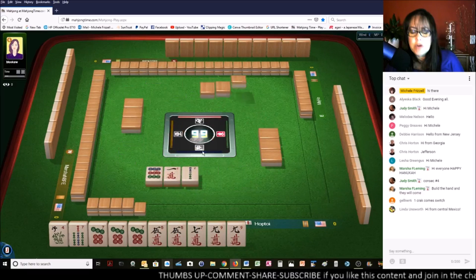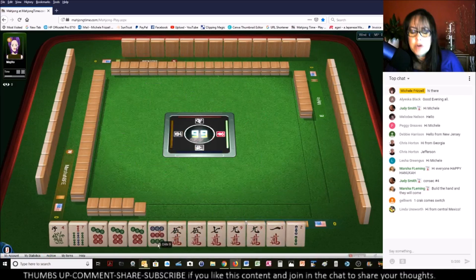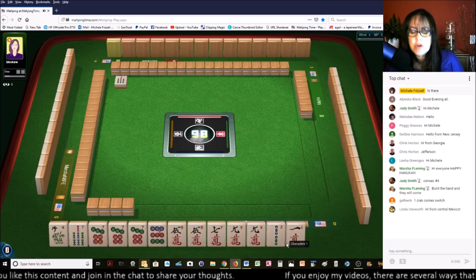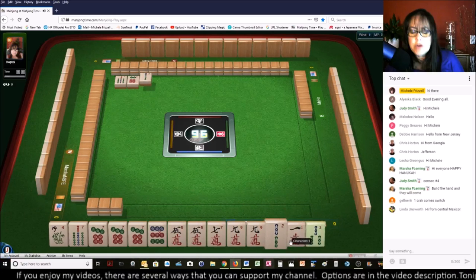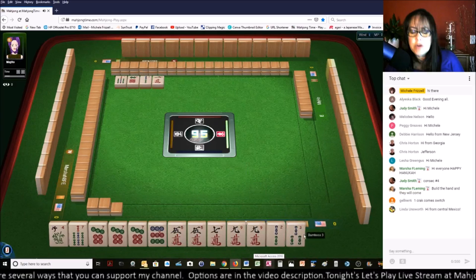And we never did get a white dragon. We did pick up a 9, though. That's the first instance of a 9 in the Charleston. So anytime someone says you never get anything in the second Charleston, that's not true. We just got a 9 dot, and that wasn't going around, or I would have kept it. 2 bamboos. So you do get fresh tiles in the second Charleston. I think that is a myth.